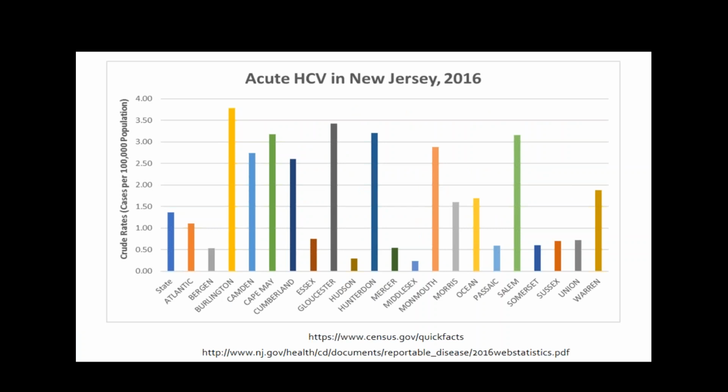Now, this slide highlights the surveillance HCV data collected by county in New Jersey for acute or newly infected cases in 2016. It shows that Burlington, Gloucester, and Hunterdon were the 3 counties with the highest crude rate of acute cases. Due to the high burden of HCV in New Jersey, we are hoping to hone in on why we observe such trends. Is it related to surveillance? Is it related to laboratory and clinical reporting? Or some other underlying cause?